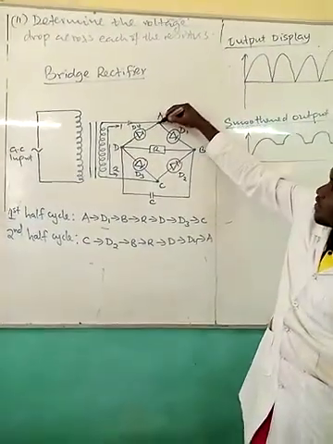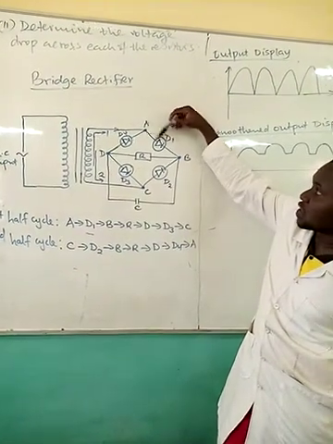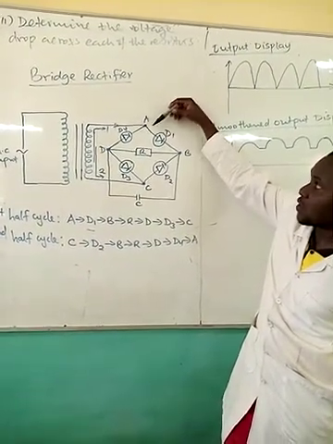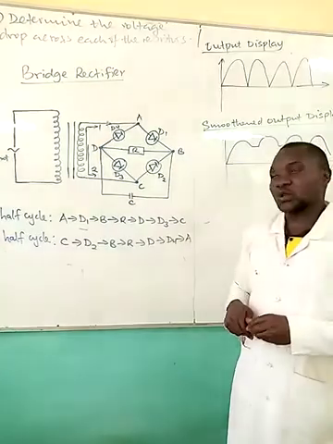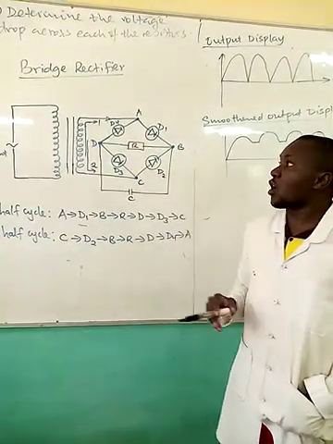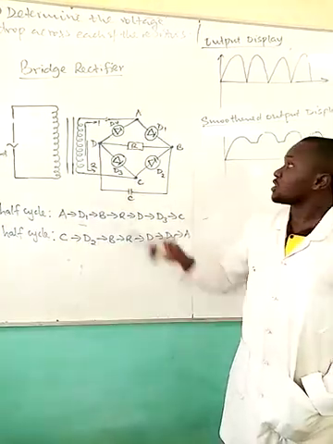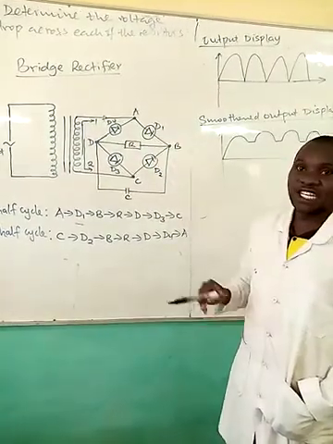Then when current reaches point A, there is a junction. There are two paths that it can follow. The first path is where there is diode D1 and the second path is where there is diode D2. But look at it, diode D1 is going to be forward biased while D4 is going to be reverse biased. So it means current cannot flow through D4. So instead it will flow through D1.